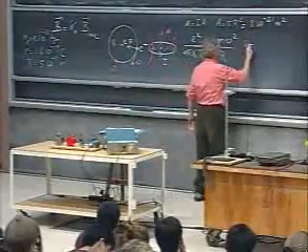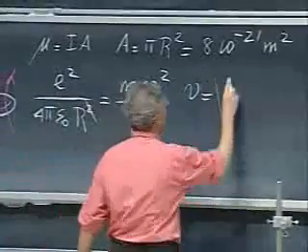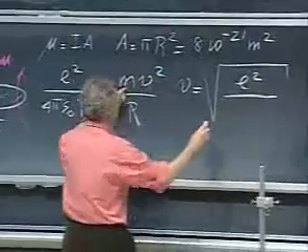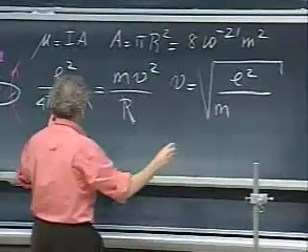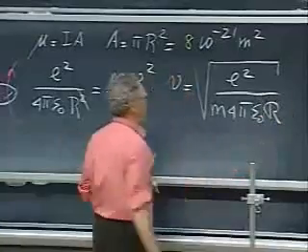So v then becomes, I lose one r, so I get the square root. I get an e squared upstairs here. My m goes downstairs. I have 4 pi epsilon 0. And I have here an r. And I know all these numbers.